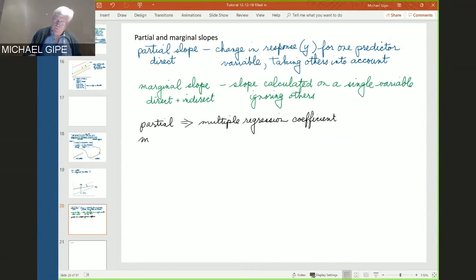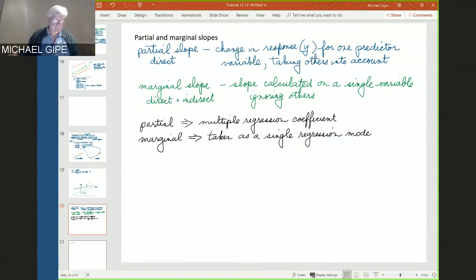And a marginal is what you get when it's taken as a single regression model. I'm sure you're going to have at least one question on the final that asks something about partial versus marginal slope.